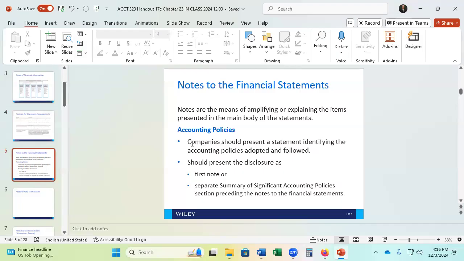But this is important. The company should have all of its important accounting policies, and we talked about them, included in one accounting policy footnote. It either should be the first note or a separate summary that precedes the notes. So the first thing you look at when you go to the notes should be your accounting policies. And we talked about those questions on the front. What are we trying to figure out?